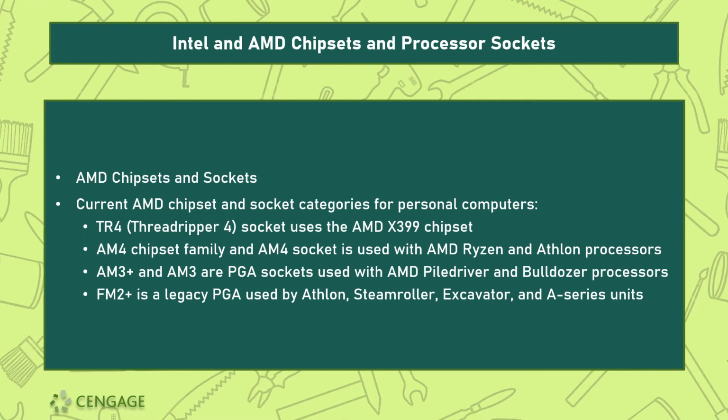I currently use a Ryzen 3600, Ryzen 5, with an AM4. AM3 and AM3 Plus are used with Piledriver and Bulldozer processors, and FM2 is a legacy PGA that's used by A-Series, Athlon, Excavator, and Steamroller.